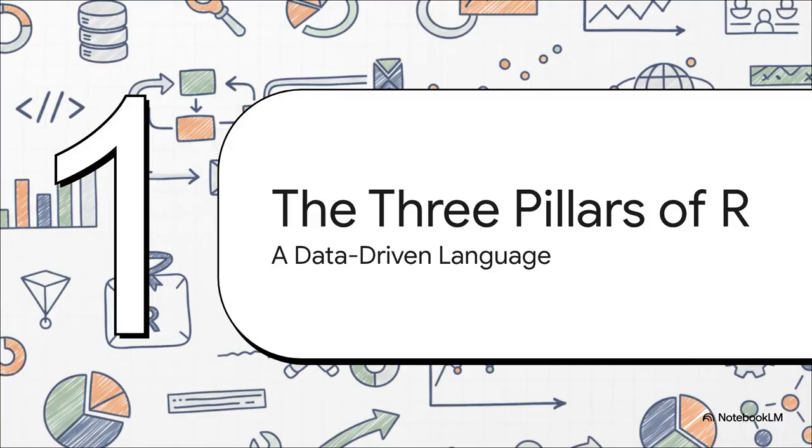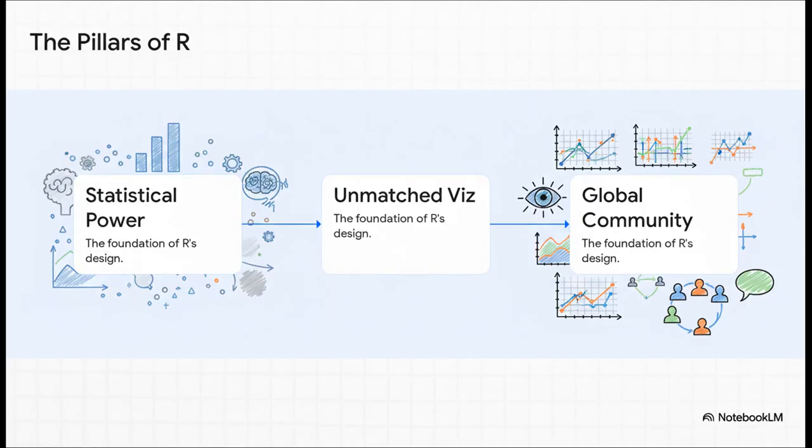Okay, so what is it that makes R so special? Well, its whole design really comes down to three core ideas, three pillars that give it all its power. Yeah, you can think of these as its superpowers. First, it's just got raw statistical power. Second, it's unmatched when it comes to visualization. And third, and this one is huge, it has this massive global community behind it. So let's dig into each of those.